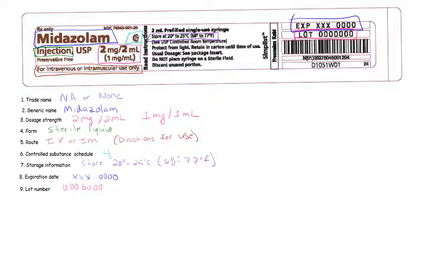Also important to be able to identify is the manufacturer's name, which, although I know it's very difficult to read, is written right here. And it's actually Fresenius Kabi.